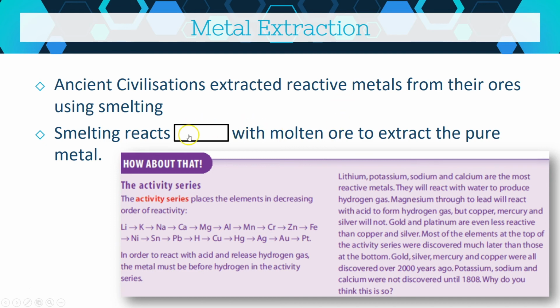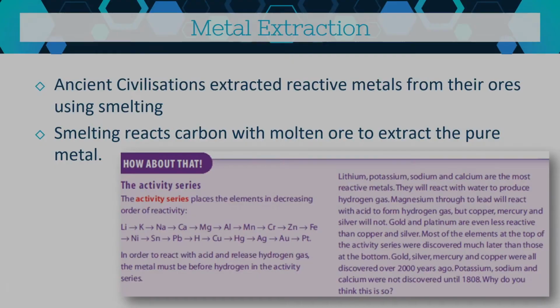Smelting is a process where you react carbon with a molten ore. You take your ionic compound with aluminium or whatever it is in it, and you heat it up really, really hot to the point where it becomes liquid, like lava. Then you react it with carbon, and that's able to purify the metal and end up with a pure metal coming out. That's what ancient civilizations did, and we do similar things today to purify mineral ore and get metal samples from them.